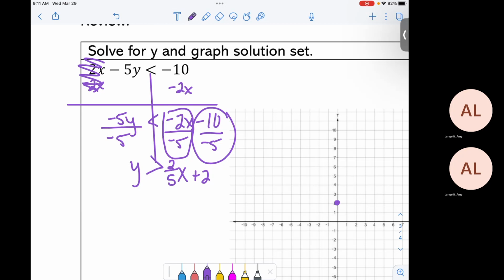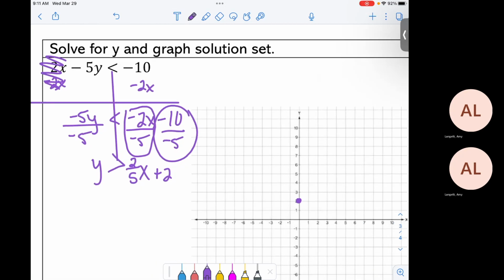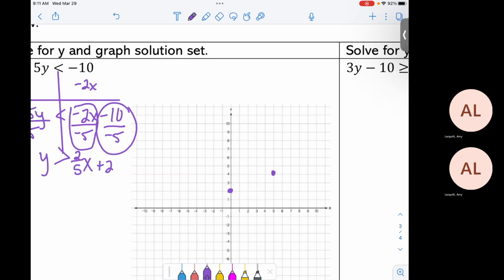What's the 2 over 5 do? It goes up 2, and which way over, left or right? Good. 1, 2, 3, 4, 5. Let's do it one more time for good measure. 1, 2, 1, 2, 3, 4, 5.